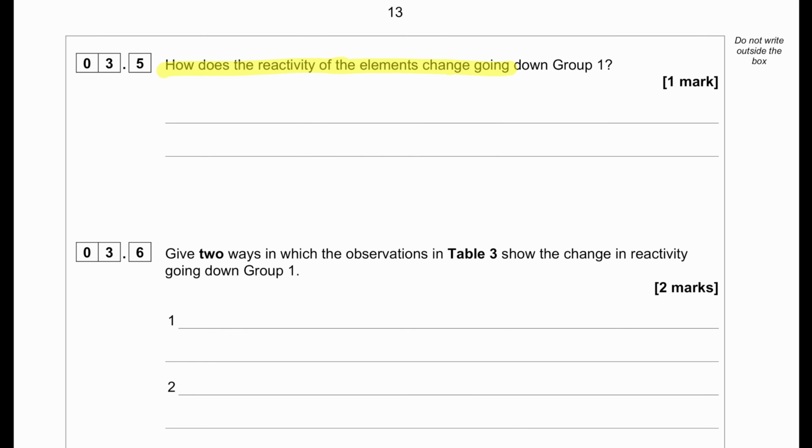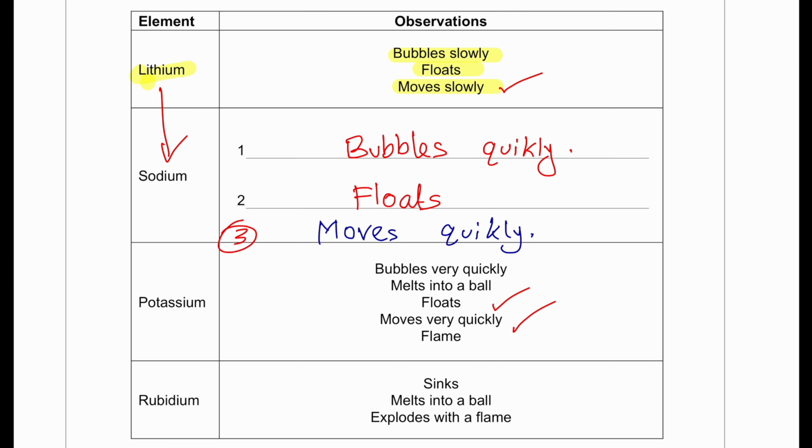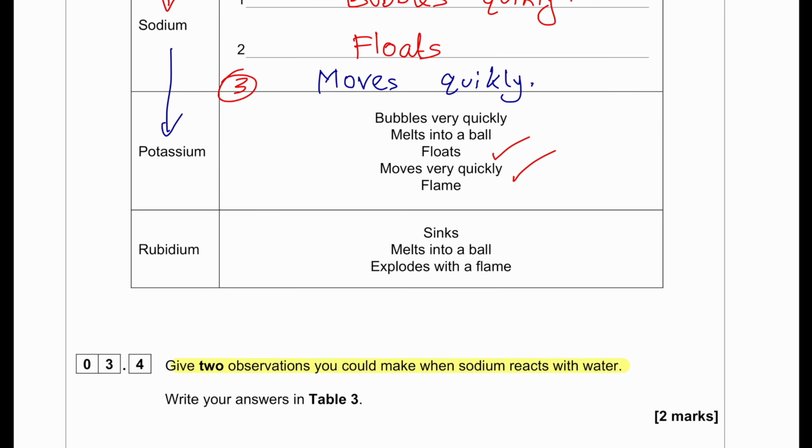How does the reactivity of elements change going down group 1? So we can see that going down group 1, the reactivity is increasing, from sodium to potassium or from potassium to rubidium.